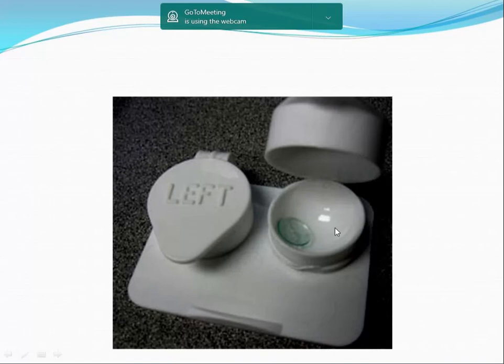Okay, so this is about your lenses and contact lenses. If anybody has any kind of doubt, you can ask me. If there is no doubt, we will end the class here.